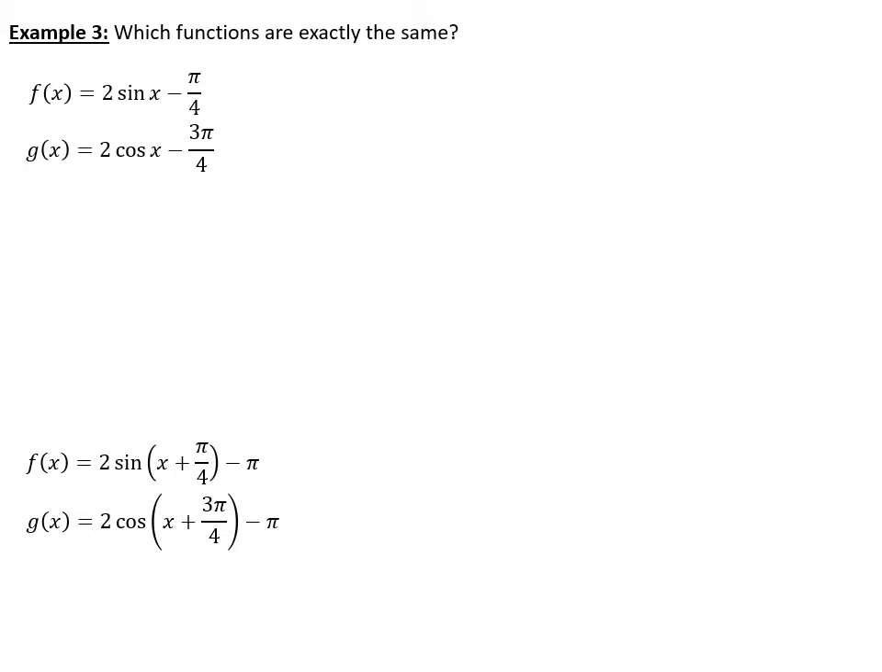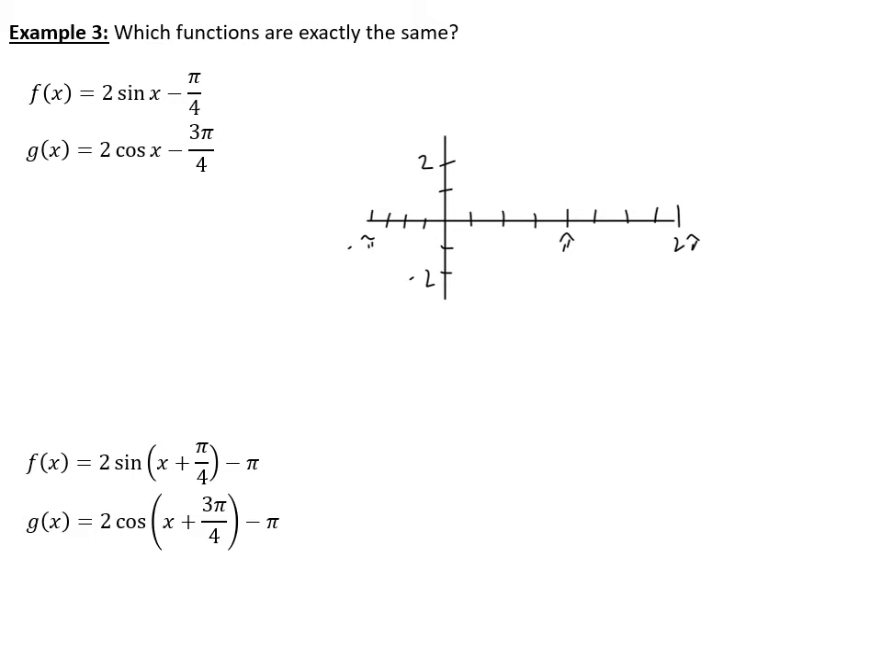Now the last type, example 3, kind of going through the whole thing, we want to know which functions are exactly the same. We've got a set of 4 different pairs, and on this slide we only see 2, on the next slide we'll only see 2. So I don't graph the whole thing, I just graph pieces of it.